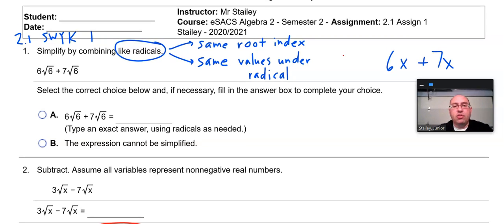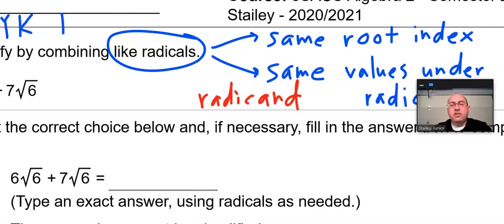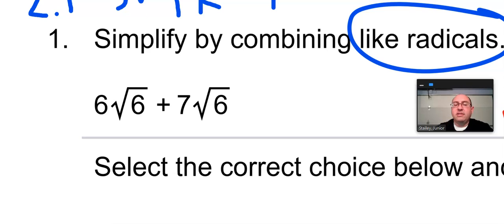First of all, what is a like radical? It's got to have the same root index. So you can't be adding a square root and a cube root. They both either have to be square roots or both cube roots, or something like that. Secondly, the same values under the radical. That can also be written as the radicand. I know, cool word, you can use it at parties. Trust me. Anyway, the part under the radical has to be the same. So when I look at this, I see like radicals.